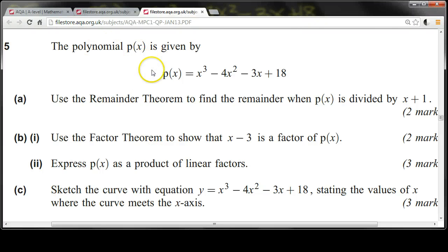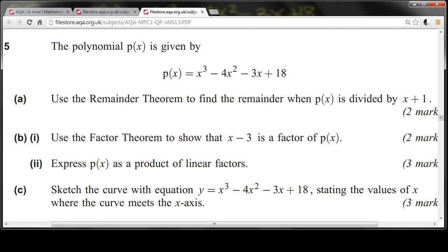The polynomial p of x is given by this. Use the remainder theorem to find the remainder when p of x is divided by x plus 1. Use the factor theorem to show that x minus 3 is a factor of p of x. Express p of x as a product of linear factors. Sketch the curve with this equation, stating the values of x where the curve meets the x-axis.